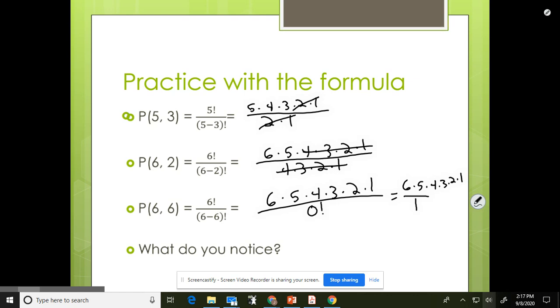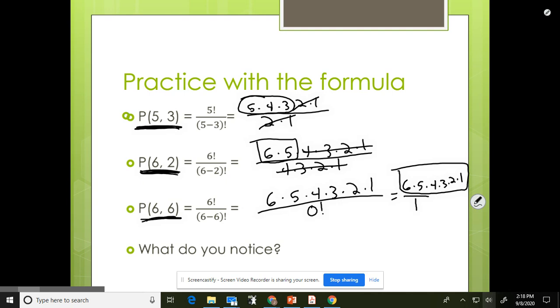Okay. What's important to look at now, right? And this is the bottom. So what do you notice? Okay, so this first one, 5 times 4 times 3. This is what we started with. The second one was 6 times 5. That's what we started with. The last one was 6, 5, 4, 3, 2, 1. This is what we started with.